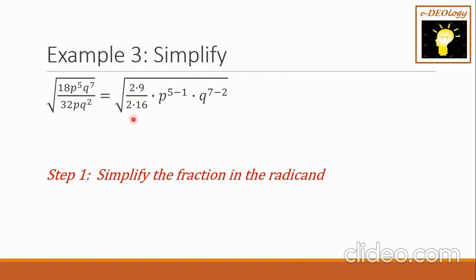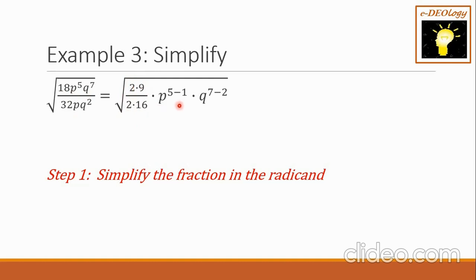So for the numbers, we're going to reduce to lowest term. So the 18 is now factored out into 2 times 9. The 32 is factored out into 2 times 16. As we can see, the factor 2 is common. Later on, we can cancel that.